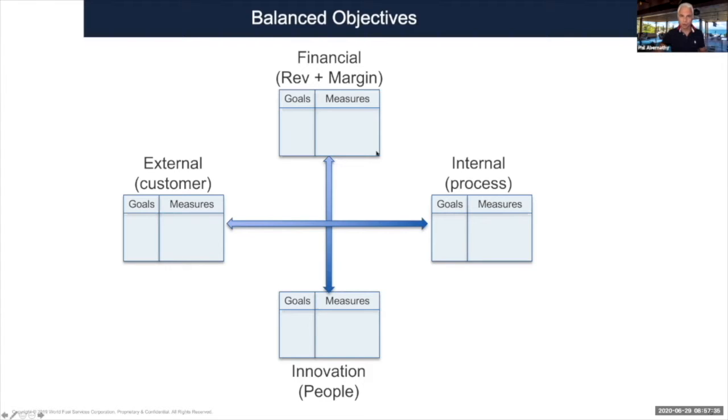So the golden rule to get any form of objectives right is to balance them, and balance them on 4 simple aspects.